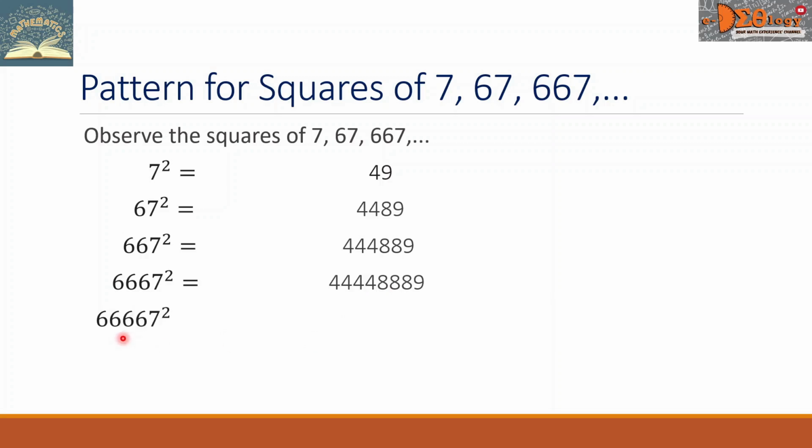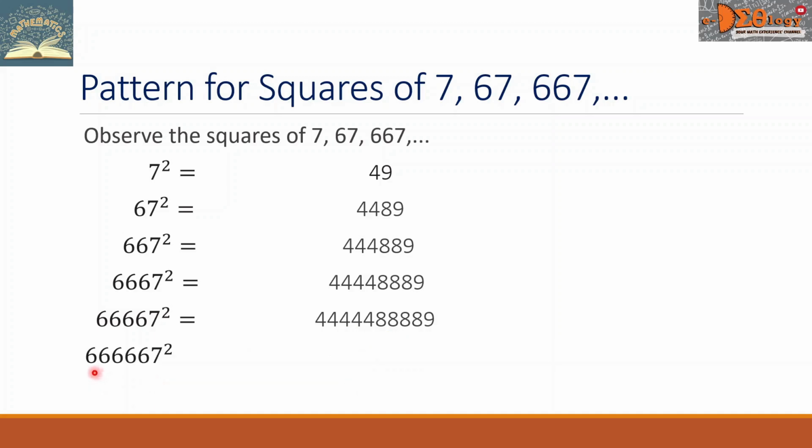What about 66,667 squared? This is the answer. This number starts with 4 and ends with 9. In between, there are pairs of 48. This is the first pair of 4 and 8, second pair of 4 and 8. This is the third pair, and the fourth pair. We have here 4 digits of number 6, it corresponds to 4 pairs of 4 and 8.